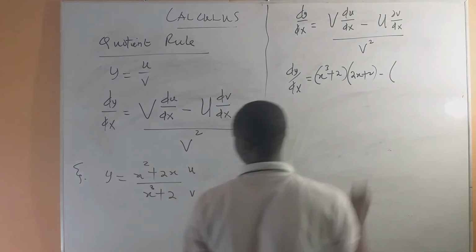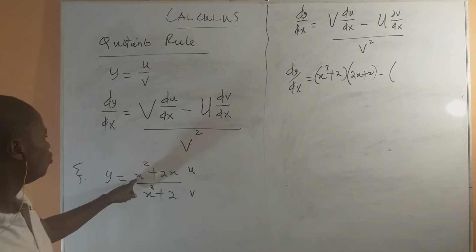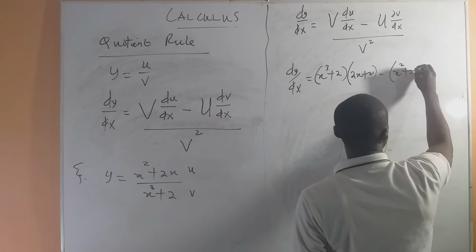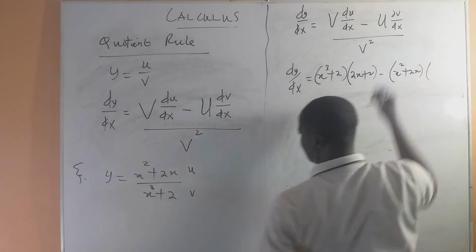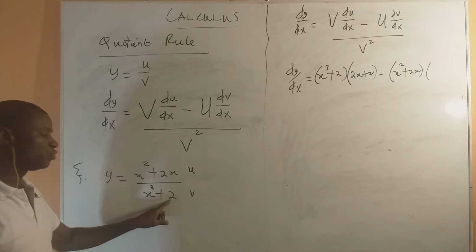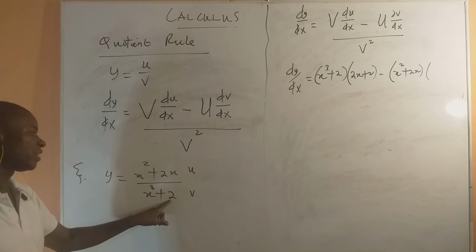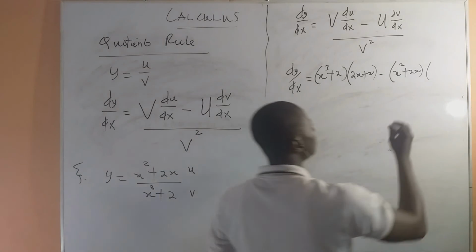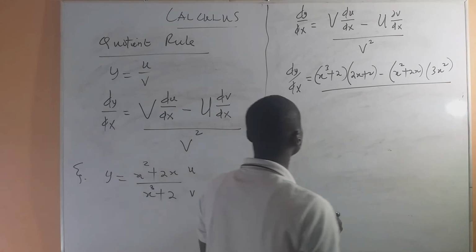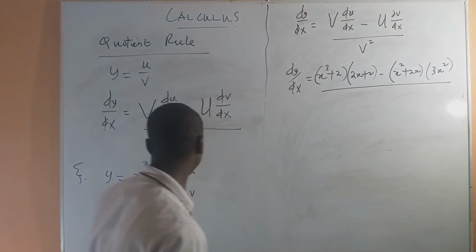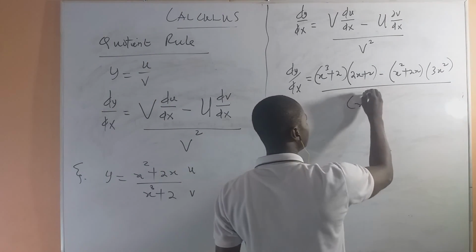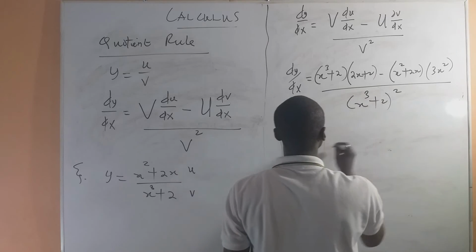Then hold u constant. We hold u constant, and u is x squared plus 2x. Then we differentiate v. When we differentiate v, we have 3x squared, and the 2 is a constant, so differentiation of it will give us 0. So we have 3x squared here. All divided by the square of v, and v is the function x cubed plus 2. So we have x cubed plus 2, then we square.